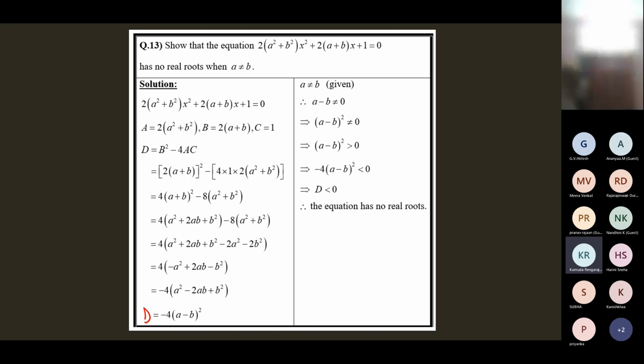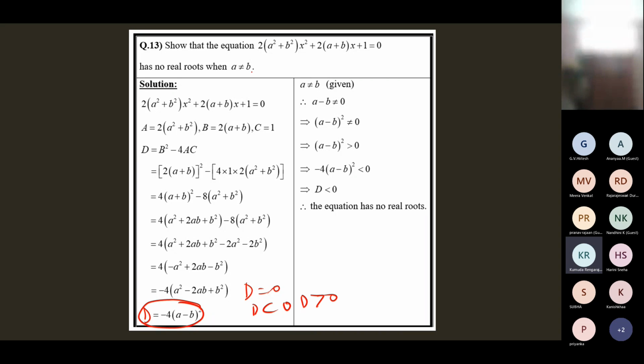Now you have to comment. With this expression, will D be negative, 0 or positive? With this value, D is equal to minus 4 into a minus b the whole square. Now it's an expression, but you should be able to make out if D is 0, less than 0 or greater than 0. So how do we understand if the value of this expression is 0, less than 0 or greater than 0?